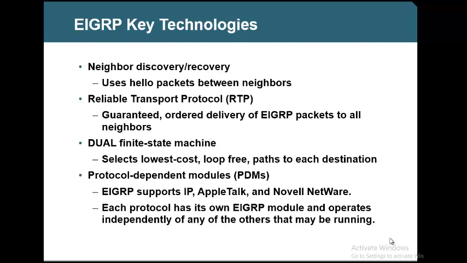Neighbors are dynamically discovered using hello packets. If you take BGP, we don't send any hello packet in BGP. So the neighbor needs to be manually configured.